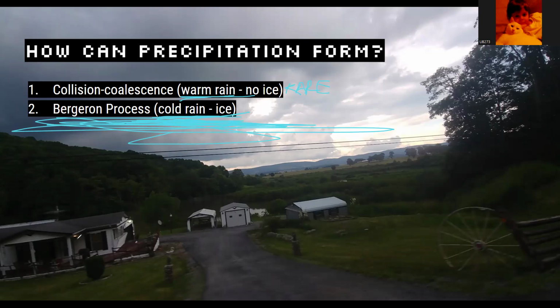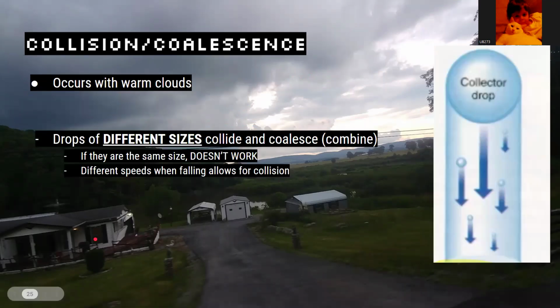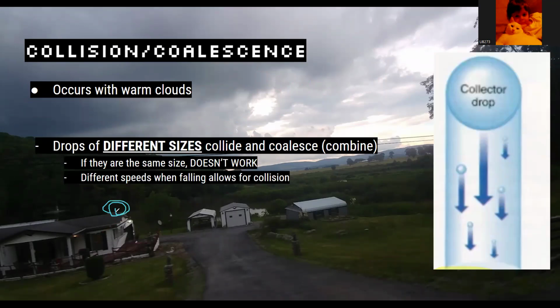But let's talk about both. So first, the collision coalescence. For the collision coalescence, we know that eventually water droplets might get to a certain size where they can fall, right? They get big enough. And the only way this can work is for them to be differing sizes. Here's why. Think about it. If you have some that are the same size, they're going to actually fall with the same terminal velocity. They're not going to collide.